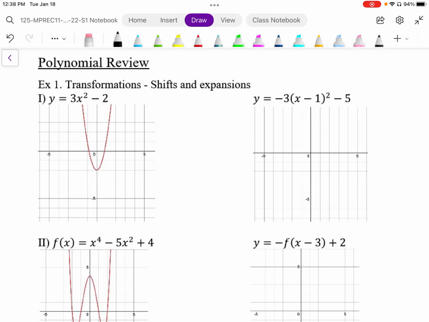When we look at the transformation and shifts and expansions, what we can do, we have this parabola here. The vertex is at (0, -2), and it's already been vertically expanded by 3. And we have this transformation to the right. So the first thing I'm going to do is draw what this looks like. So the vertex ends up at (1, -5).